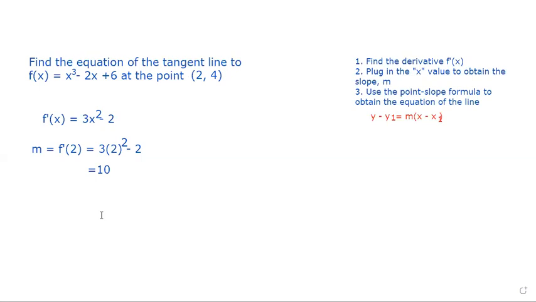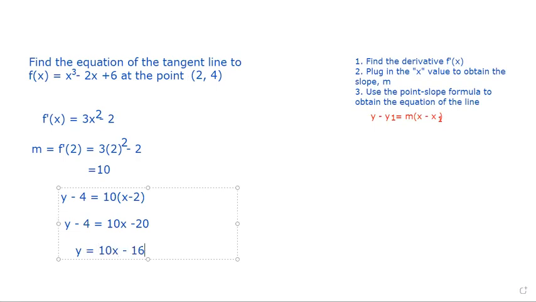And now we use the equation, our point slope formula. So this is going to be y minus 4 is equal to 10 times x minus 2. Okay, we go to our next step. That's going to be y minus 4 is equal to 10x minus 20 because we have to distribute, of course. And then our final step is going to be y is equal to 10x minus 16 because we have to add the 4 to both sides.